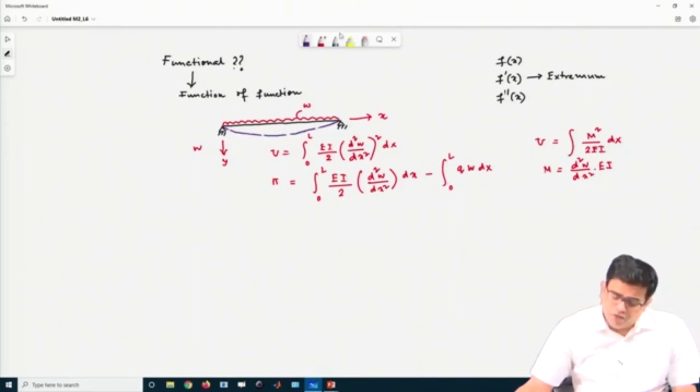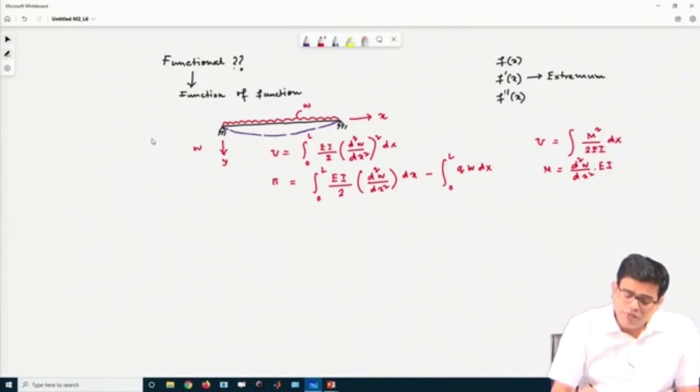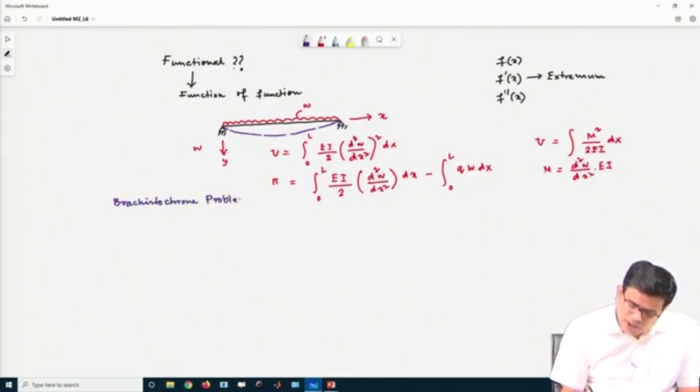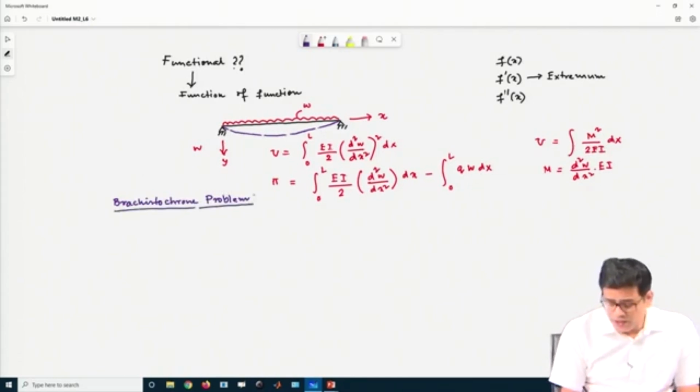We can also give a classical example of calculus of variation, that is the brachistochrone problem. If you have heard of the brachistochrone problem previously, we will start with it, and then we will come back to the problem which is essentially important to us for structural engineering.